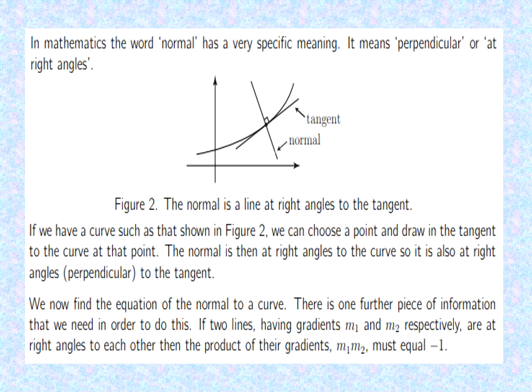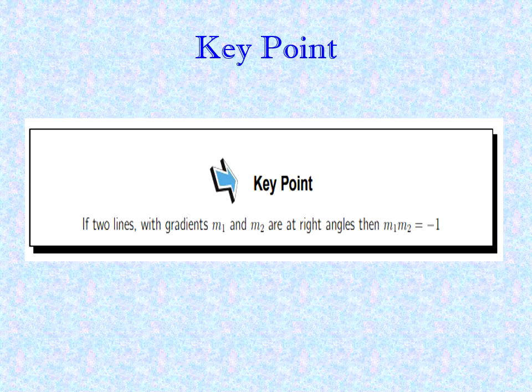Now we find the equation of a normal to a curve. There is one further piece of information that we need in order to do this. If two lines having gradients m1 and m2 respectively are at right angles to each other, then the product of their gradients, m1 m2, must equal -1. So here our key point is, if the two lines with gradients m1 and m2 are at right angles, then m1 m2 is equal to -1.